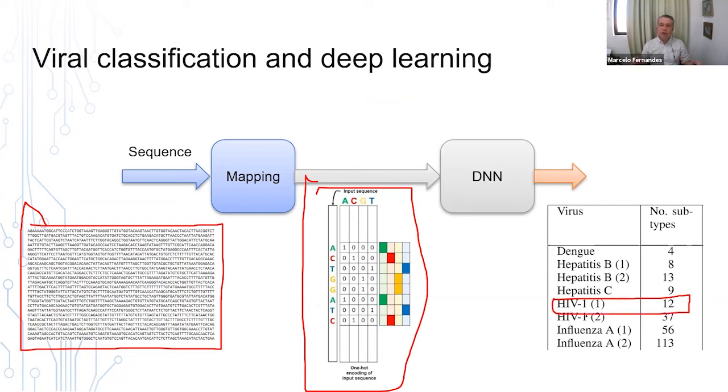For example, in this case we can classify HIV. You have two types of HIV, and each type has several subtypes. For example, HIV-1 has 21 subtypes, and HIV-2 has 37 subtypes. If you make a very accurate classification, it's important because you can choose the specific drugs for the specific virus. It's important to understand the advantage of using deep learning: we will be able to make a more accurate strategy than the traditional strategy called alignment.